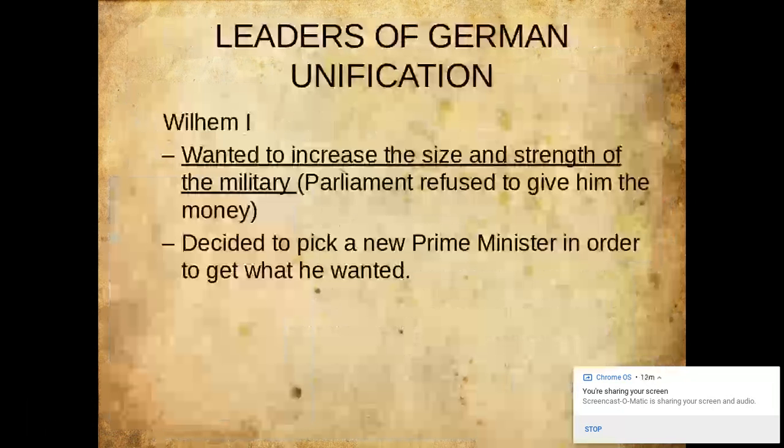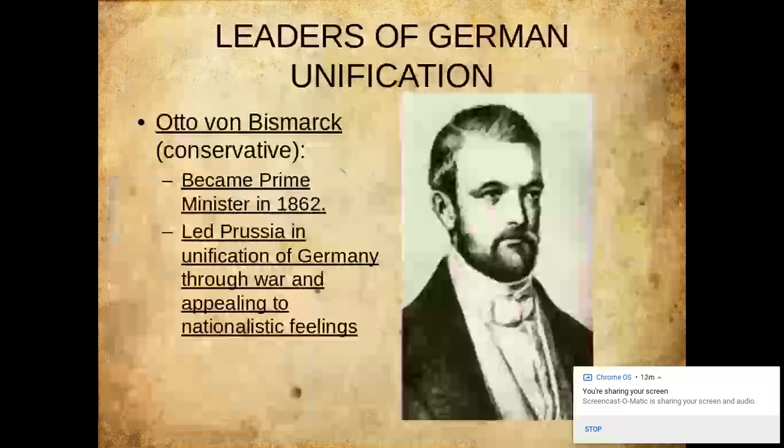But anyway, William I also wanted to increase the size and strength of the military. Parliament will refuse that power to him. However, he decided to pick a new prime minister in order to get what he wanted. And he will get what he wanted by placing this guy, Otto von Bismarck. He's conservative, just like Wilhelm is. As I said, became prime minister. He led Prussia in unification of Germany through war, and he believed it was the duty of the king to lead the Prussian people to independence.